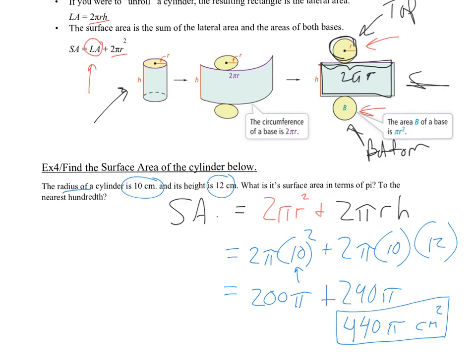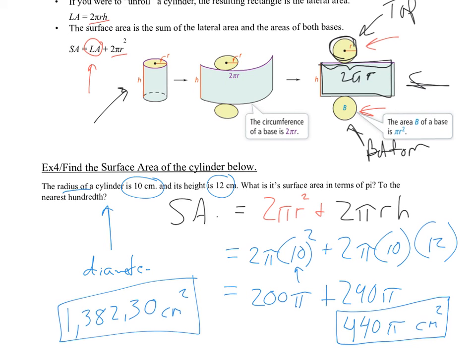It's formulaic. The only twist they could possibly give you guys is if they give you a diameter instead of a radius, you would just divide that by 2 before you plugged it in. Other than that, guys, it's pretty straightforward. If they asked us to multiply this out to the nearest tenth, we would get 1,382.30 centimeters squared. So again, this answer here to the right is in terms of pi. The answer on the left is to the nearest hundredth.